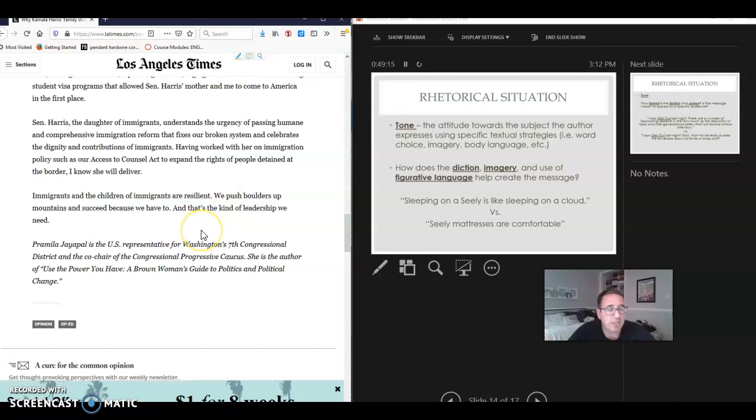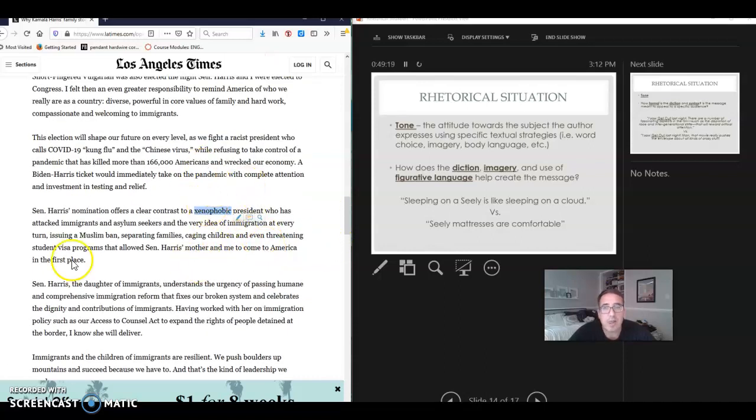As much as this article is supporting Harris, it's also an attack on Trump, and you can see that in the tone she uses to describe the Trump presidency, right? So we need to think about that diction, imagery, figurative language.